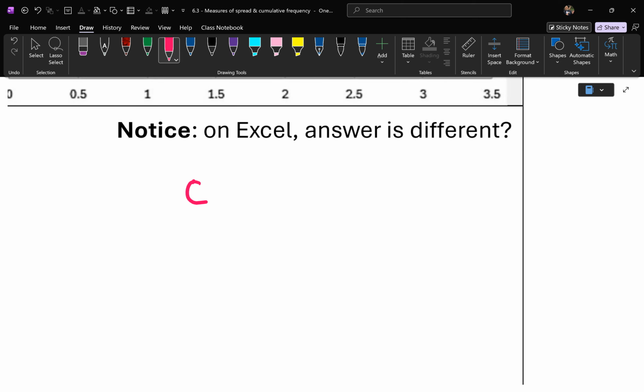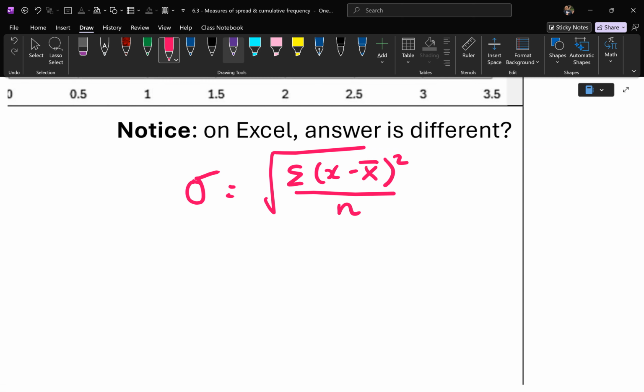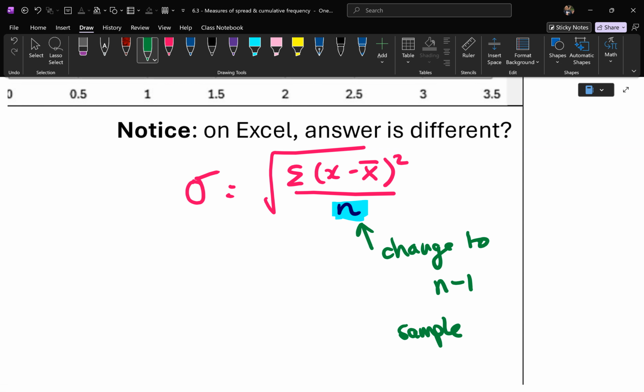Make sure the formula, sum of x minus x bar squared divided by n, right here, you change it to n minus 1. Write that in. So this is for sample. So if you're wondering why the Excel answer is different.